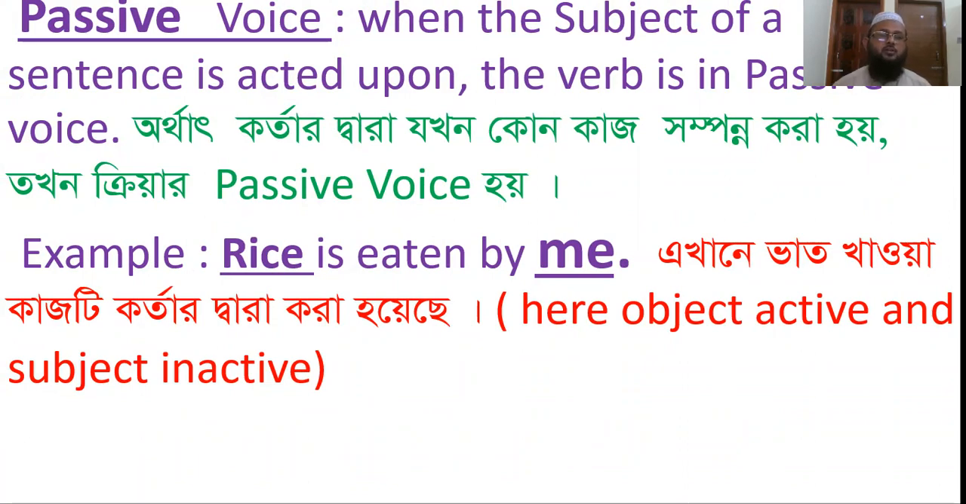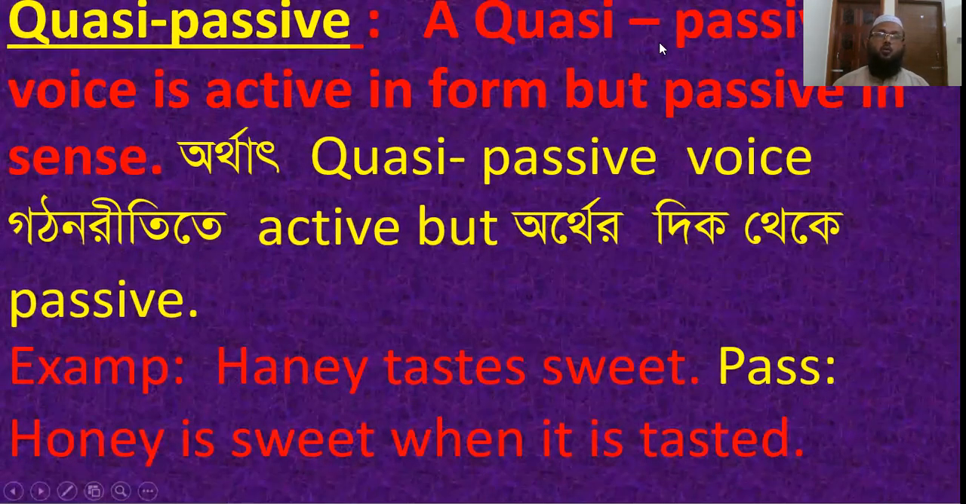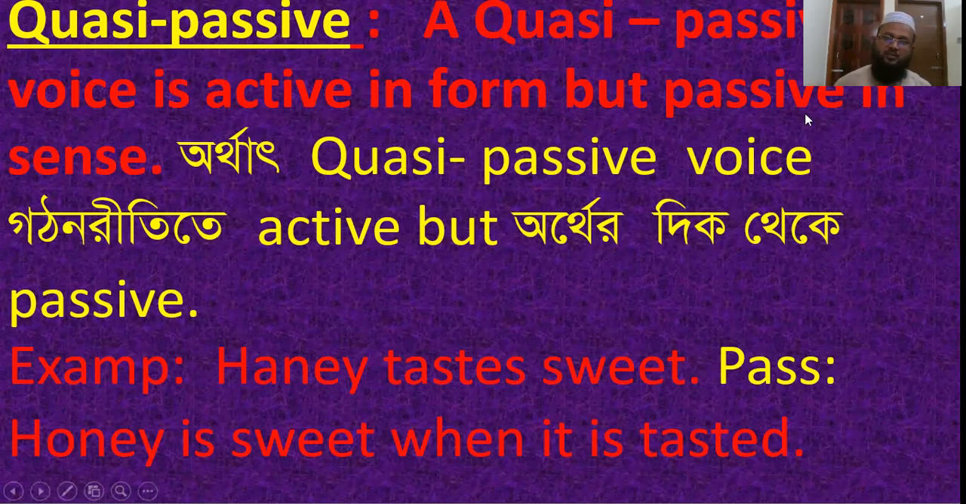Dear viewers, next page. What is quasi passive? Number three. Quasi passive voice is active in form but passive in sense. As an example, honey tastes sweet. Here, the word sweet is a complement. In passive sense, we can say, honey is sweet when it is tasted. This is quasi passive.